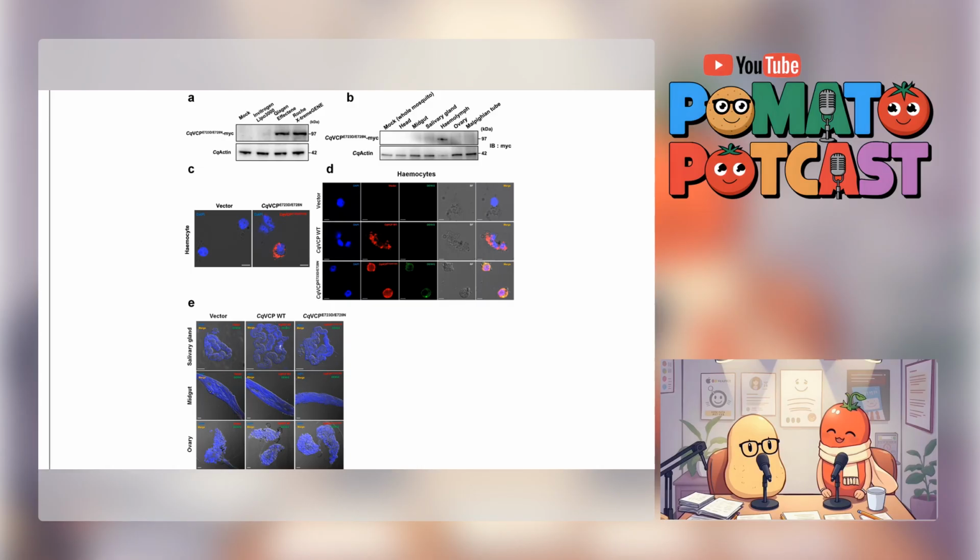Oh, they edited the mosquito itself? Yeah, they targeted the native gene in the Culex mosquito and swapped out the sequence for the EE amino acids, replacing them with the DN sequence found in Aedes. They shaved down the molecular lock.